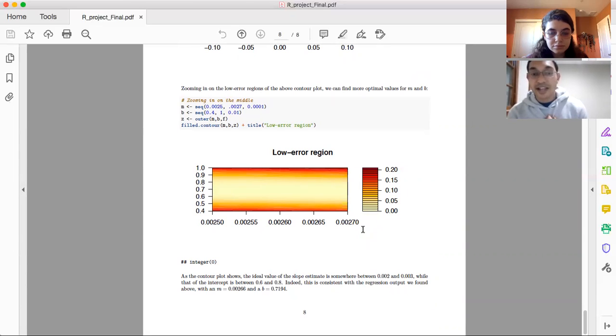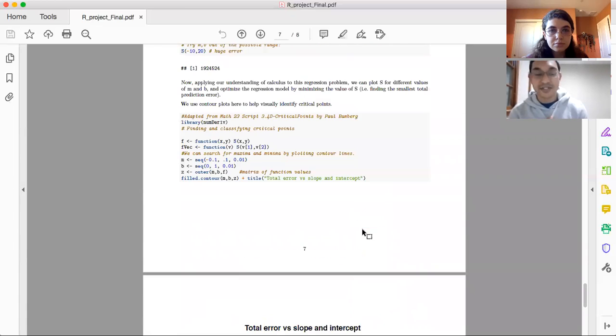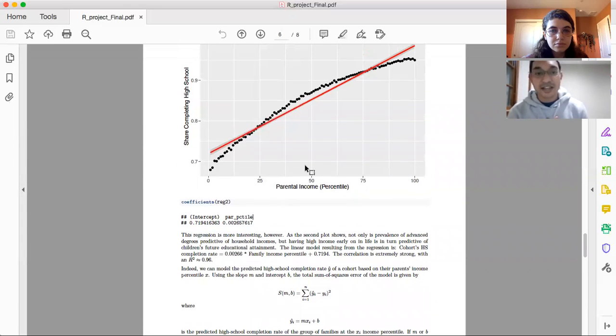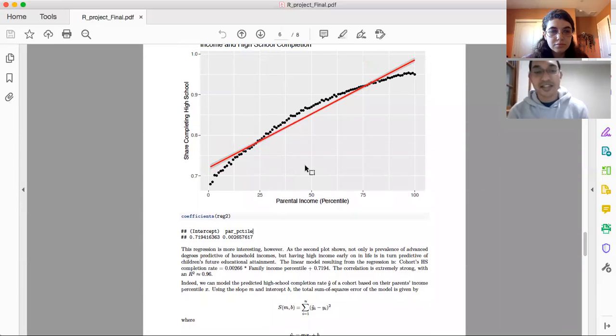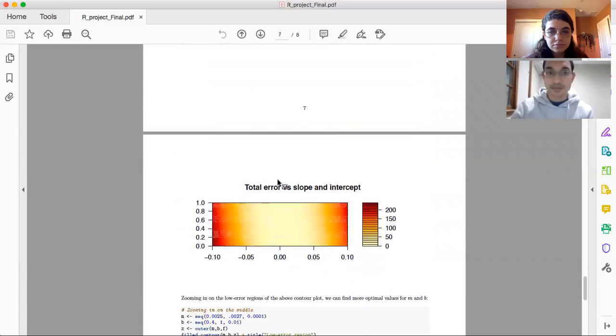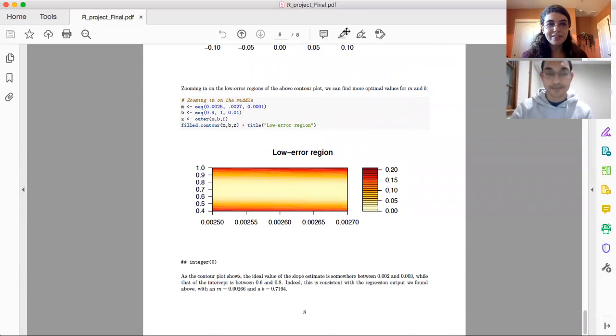So if we go back up and look at the graph, we see that this is indeed correct. This visual model graphically confirms what we found analytically conducting a regression, where the line of best fit is predicted educational attainment equals 0.0266 times parents' income percentile plus the intercept 0.7194. All right, and that concludes our project.